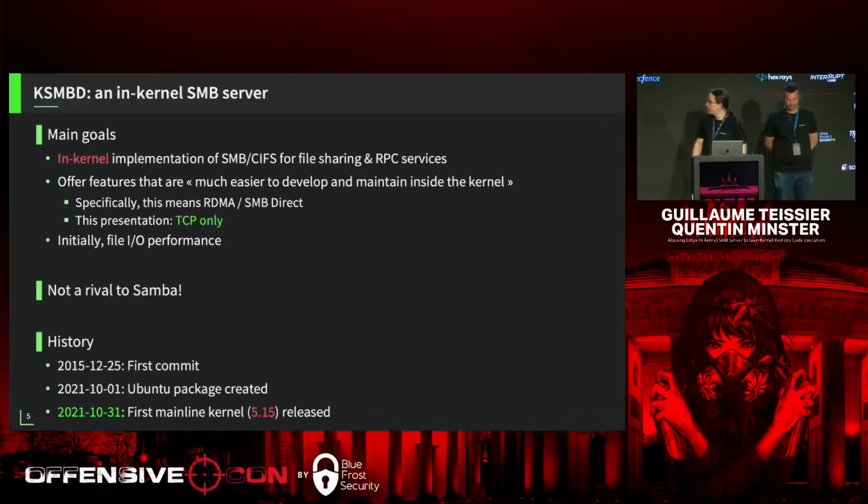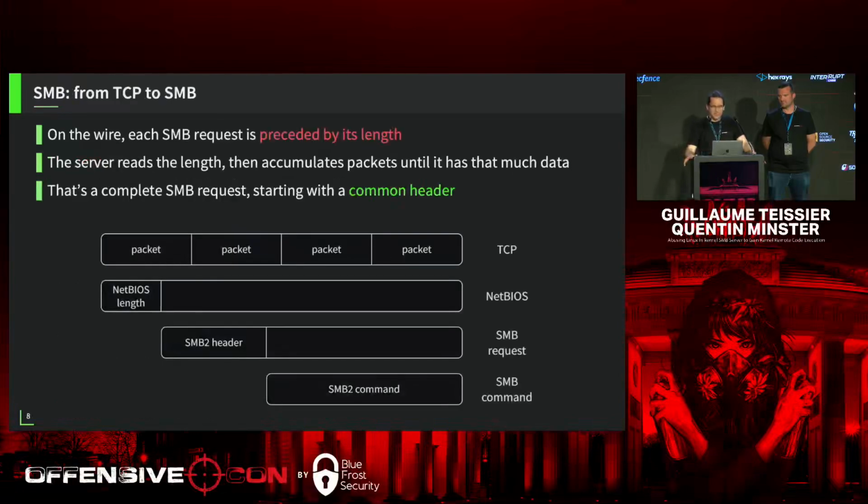Right, it's an in-kernel SMB server. It's been merged in the Linux kernel with 5.15, so that was in October 2021. And basically, it supports RDMA and TCP transport. In this talk, we're only going to focus on TCP. Initially, it was for performance, but nowadays they say it's mostly to do things that are hard to do in userland.